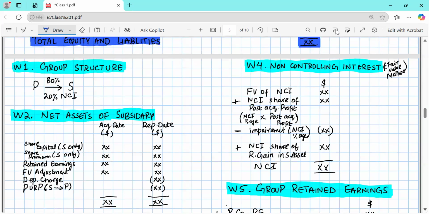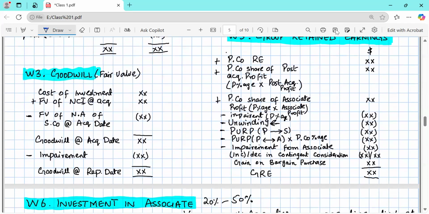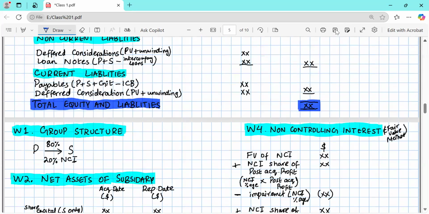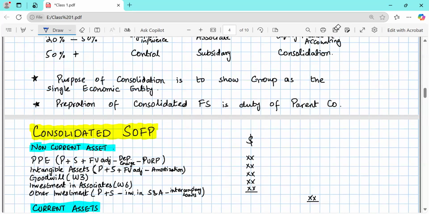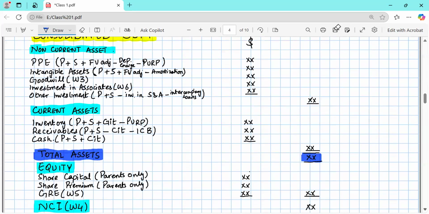We are going to talk about that, but here is working three, goodwill. Using this working, you will calculate the goodwill and you will post the goodwill, whatever answer you get, in the non-current asset section in front of goodwill. Okay. Then the last is other investment.